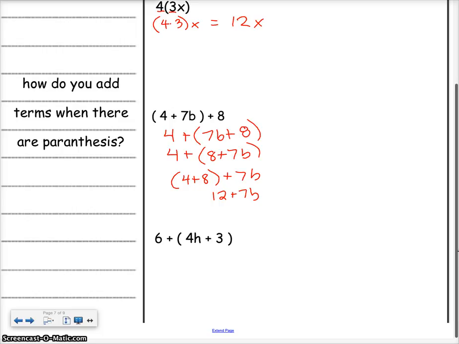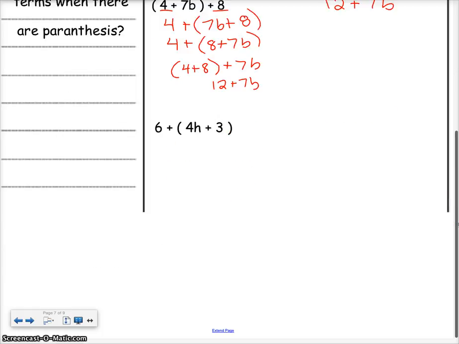I would never in the real life world do that much work. I just apply it. I would just say, okay, what can I combine? I can combine my 4 and my 8. It would be 12 plus 7b. That in my real life math would be the stop shop. But why is all of this? Okay, this is the why you can. This is just applying it. So 6 plus 4h plus 3. Right now I could combine my 6 and 3, right? Because they're alike. 9 plus 4h.